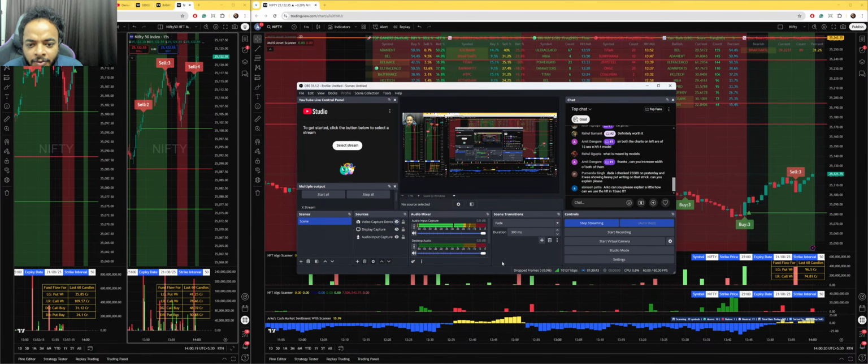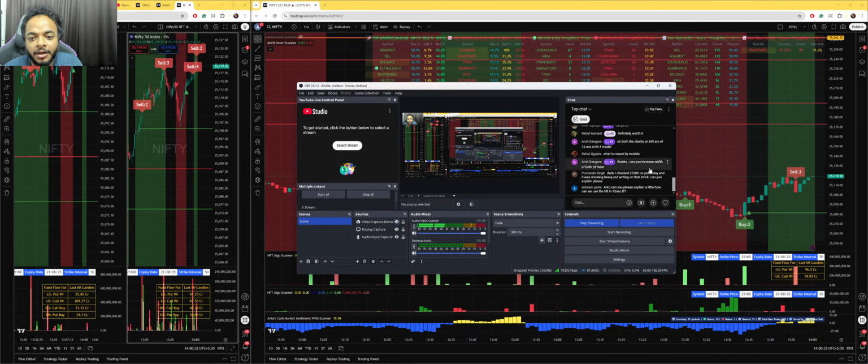Can you increase the width of both of them? Okay, increasing width. I said 25,500 yesterday, and it was showing heavy put writing on that. No, don't go that much in the money. We are at 25,100 or 25,000, so don't go that deep in the money, otherwise the analysis won't work.